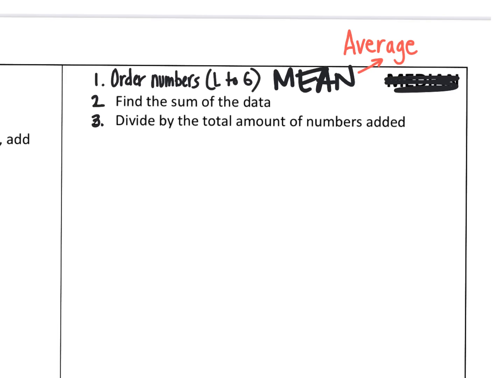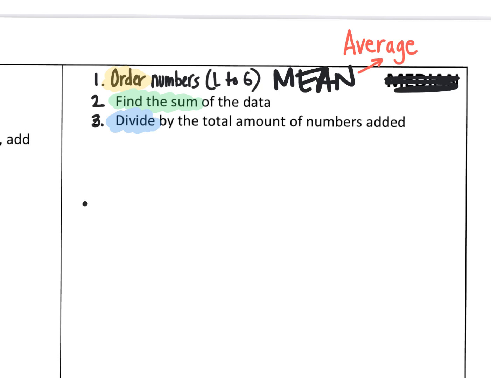So we're going to do 3 actions here. Don't forget, what I write, you write. The first thing is we're going to order. The second thing, we're going to find the sum. And the third thing is we're going to divide. Okay, so there's 3 steps in finding the average, which is a little bit different, a little bit more steps than finding the median or the middle number.